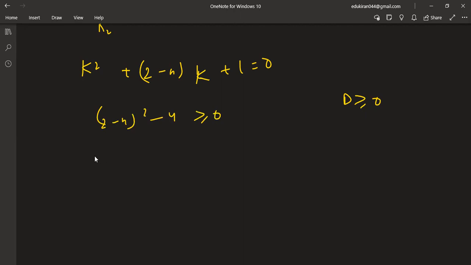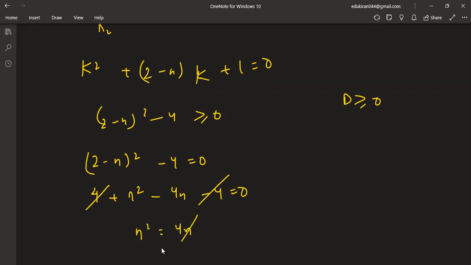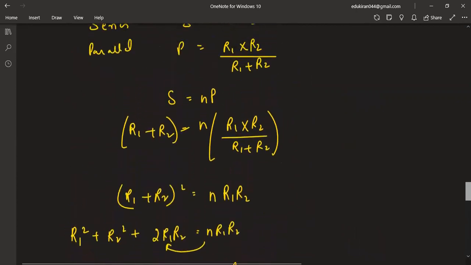For the minimum value of N, what should we put? 2 minus N whole square minus 4 equal to 0, because this is the minimum value. If you exceed it, the minimum value will be 0. So we'll equate it to 0. Again, open this using the identity: a square, that is 4, plus b square, that is N square, minus 2ab, 2 into 2 into N, that is 4N, minus 4 is 0. So 4 gets cancelled. N square is equal to 4N. This gets cancelled. N is equal to 4. That's how you had to solve this question. Note down the solution.